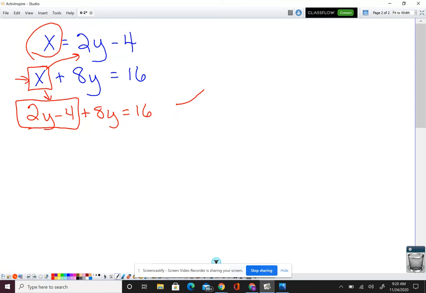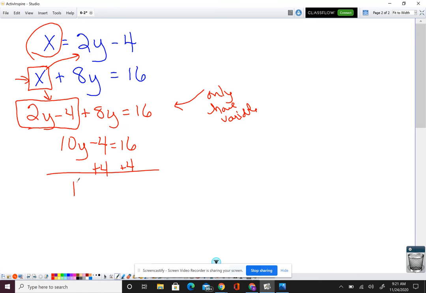At this point, once you do that substitution, you should only have one variable. If you have two different variables in your equation, you have done something wrong. So you want a single variable. So now we're going to simplify this down. 2y and 8y is 10y, minus 4 equals 16. Add 4 to both sides and we get 10y equals 20. Divide both sides by 10, and y equals 2.